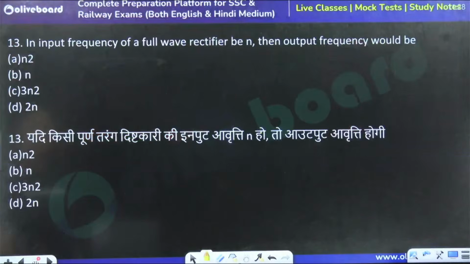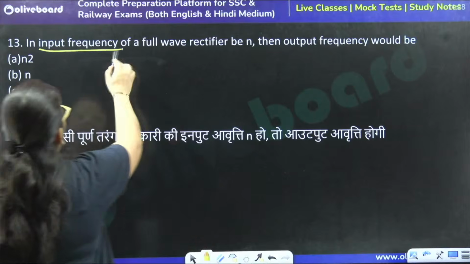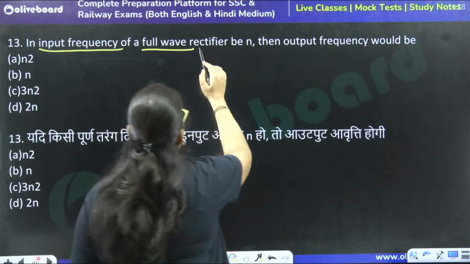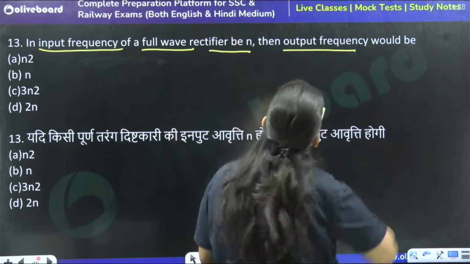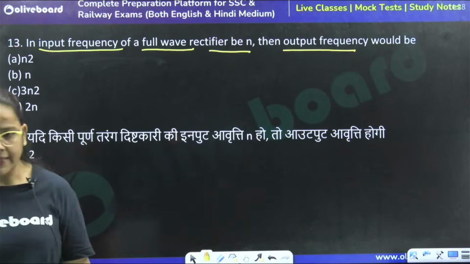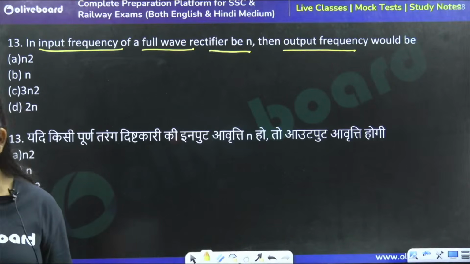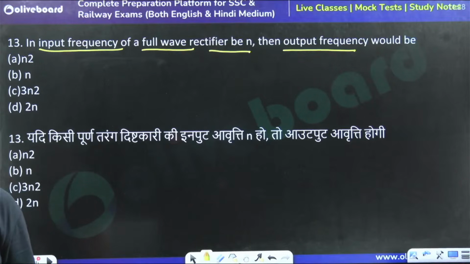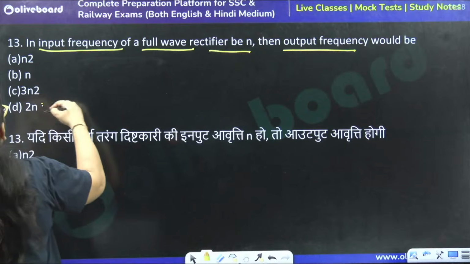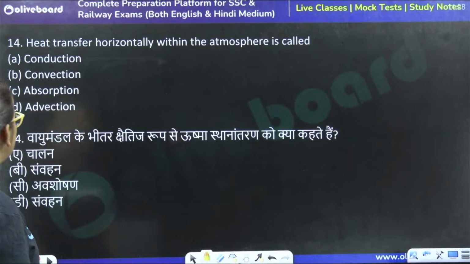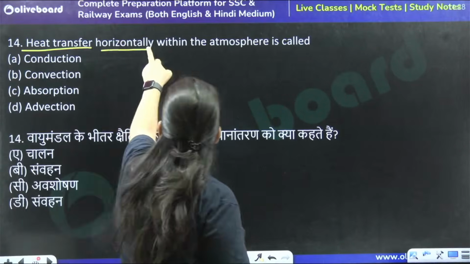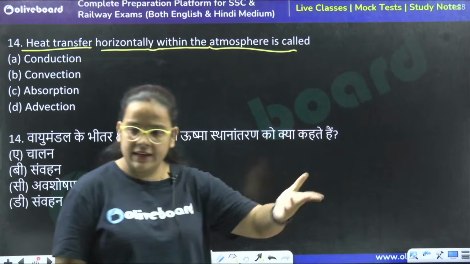Next is, if the input frequency of a full wave rectifier is n, then the output frequency would be? Answers please. The correct answer is 2n. Next. Your next question is, heat transfer horizontally within the atmosphere is called?